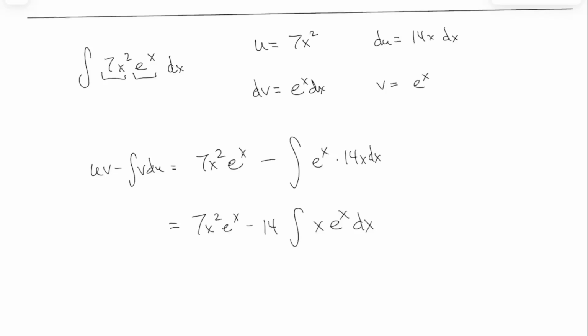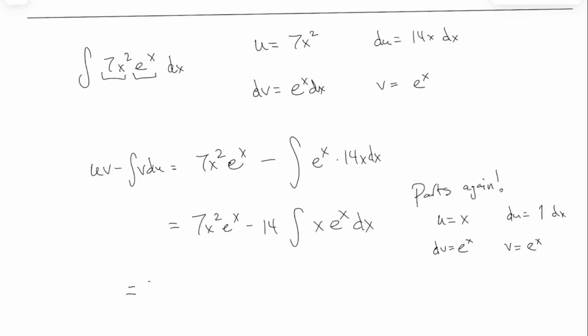All right, so I'm going to do parts again. Keep doing it till it works, all right? But I feel good about this, just because of what I just said. The degree is going to decrease by one every time. So if I do it once more, this polynomial part should go away entirely. So I'm going to use u equals x, dv is e to the x, again choosing u to be the polynomial piece. And then du is 1 dx, v is e to the x.